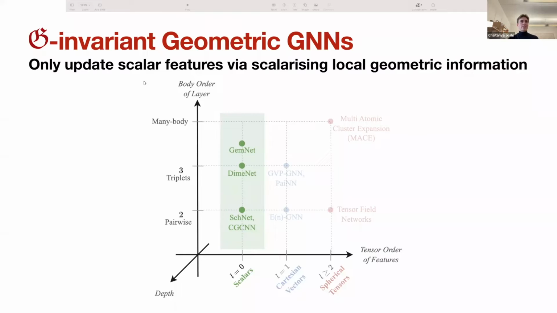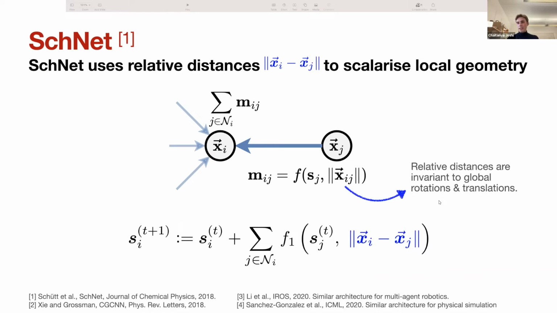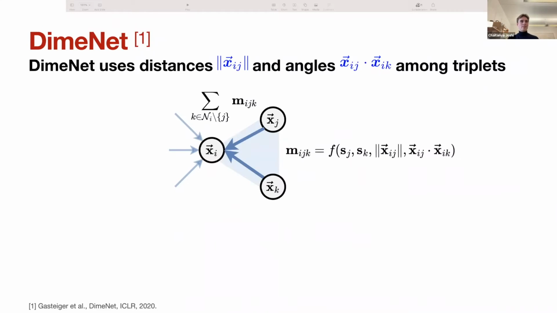As I said earlier, they only update the scalar features by first scalarizing the geometric information. The simplest example would probably be SchNet, where we take the geometric information, the coordinates, and essentially just compute the distance between two nodes and concatenate that into our message function. And this is rotationally invariant, or invariant to translations, because we're only using the distance. So if I rotate a certain structure, of course, the distance between all the nodes stays the same.